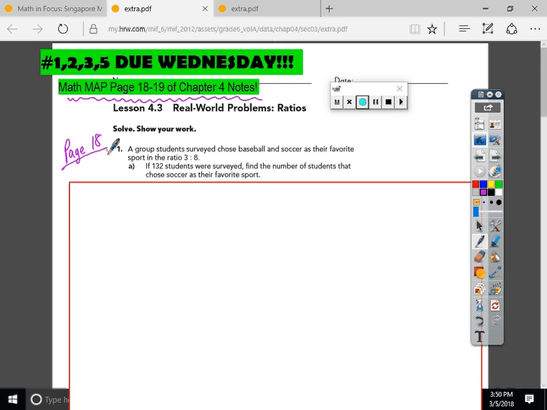All right, let's take a look. For number 1, it says, a group of students surveyed chose baseball and soccer as their favorite sport in the ratio of 3 to 8. Part A, if 132 students were surveyed, find the number of students that chose soccer as their favorite sport.